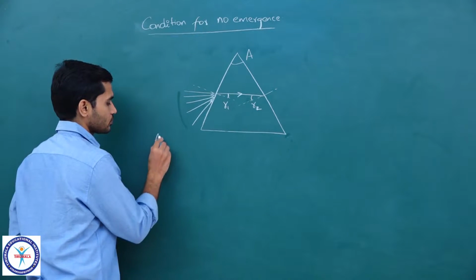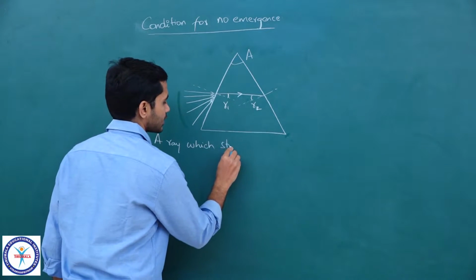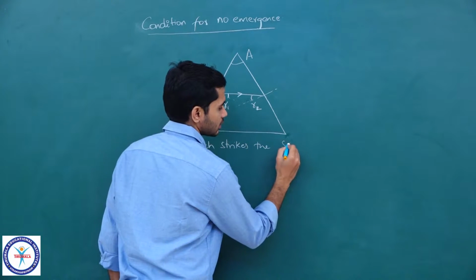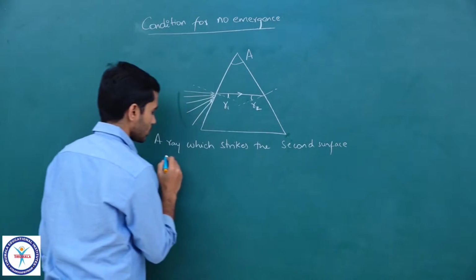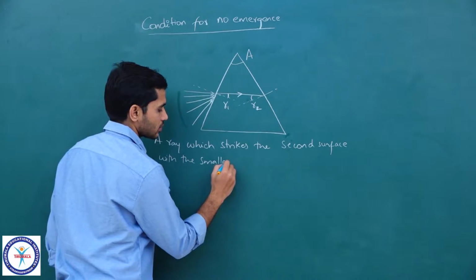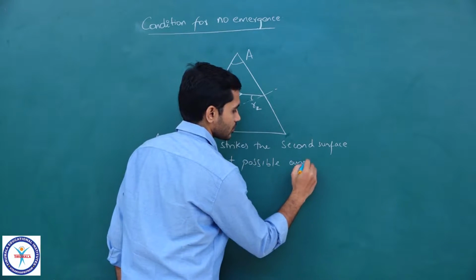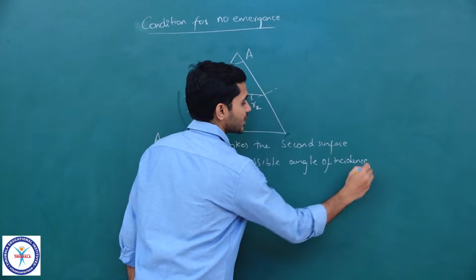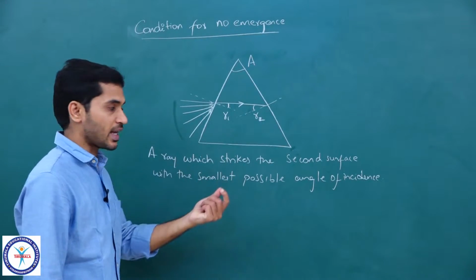So, a ray which strikes the second surface with the smallest possible angle of incidence, I am going to consider that particular ray which is going to be incident on this second surface at the smallest angle of incidence.